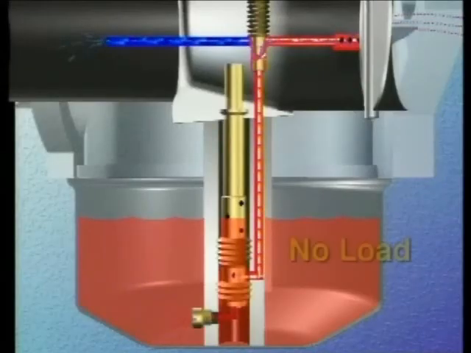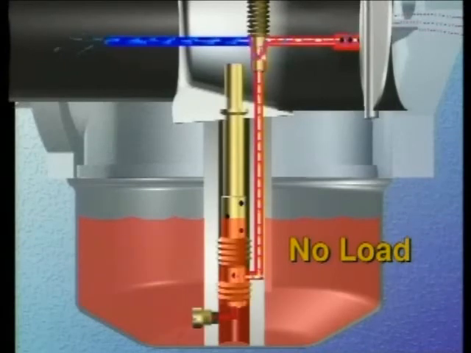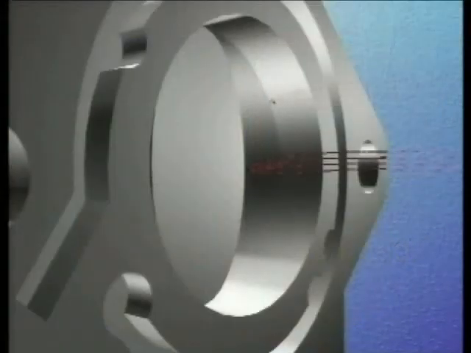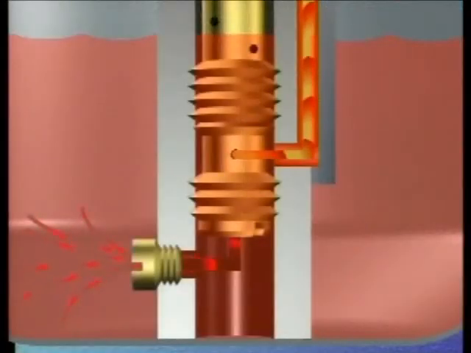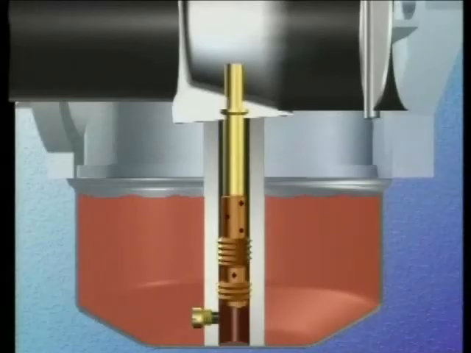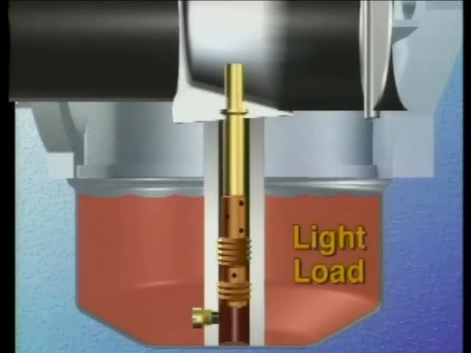When the engine is running with no load, the fuel level in the emulsion tube is the same as in the bowl. The fuel is being delivered through the transitional holes. So far, the engine doesn't need any more fuel than can easily flow through the jet near the base of the emulsion tube. Now, let's look at what happens when the engine begins to work under a light load, such as turning a mower deck.